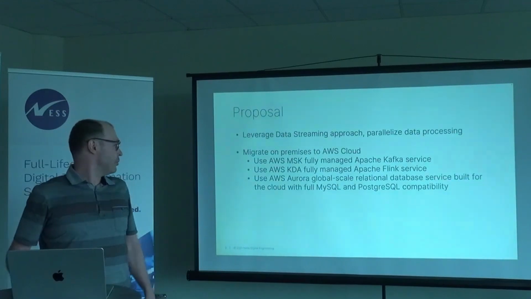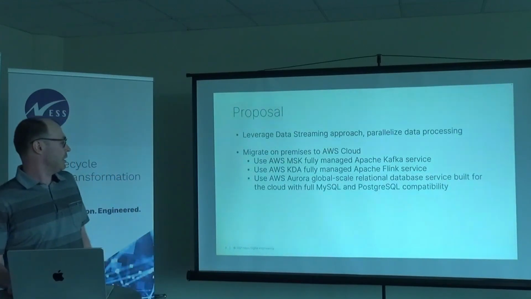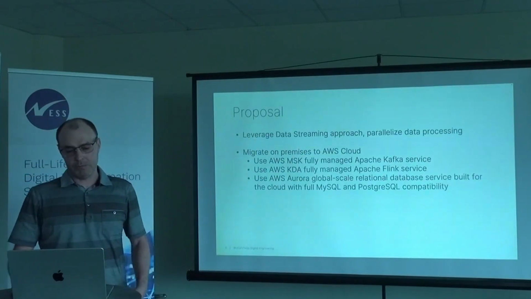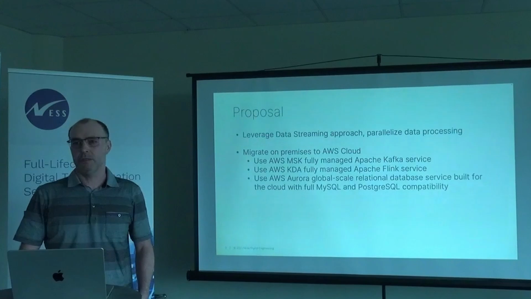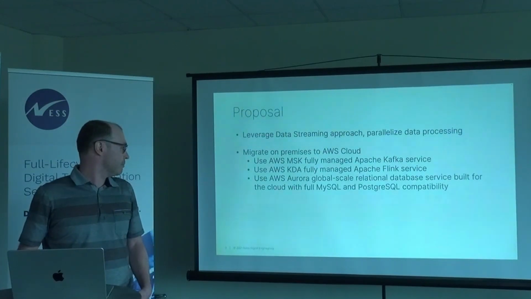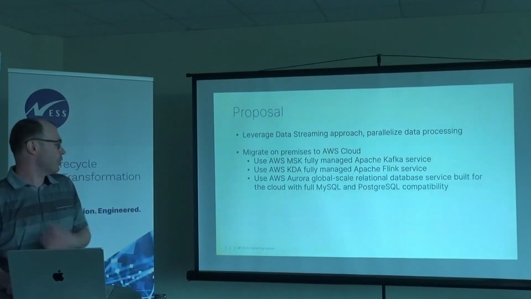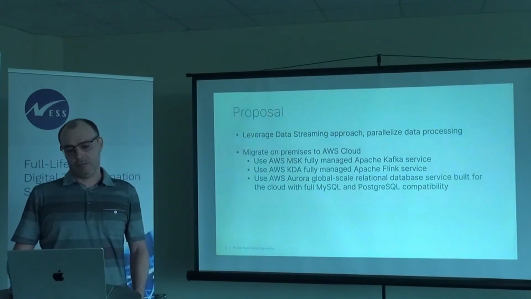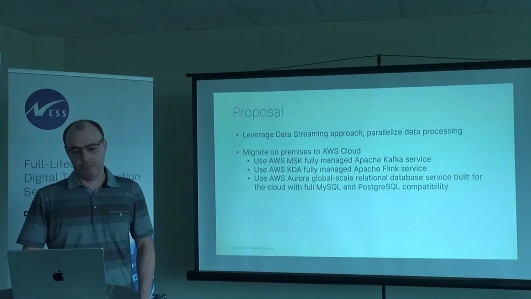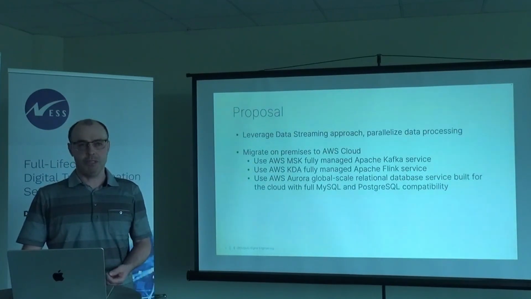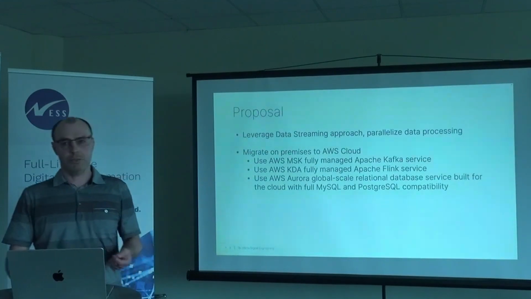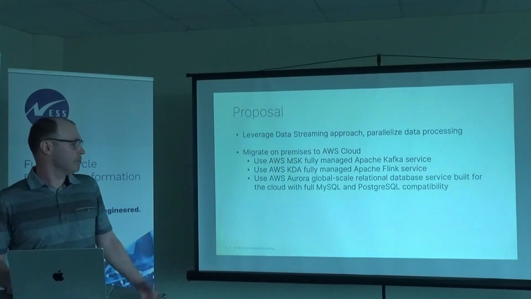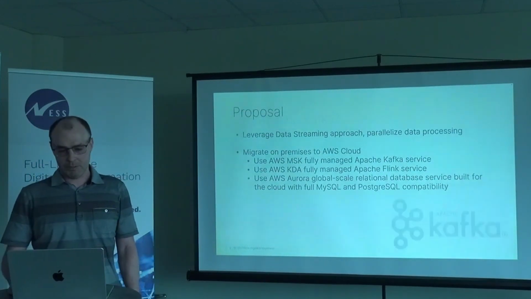And we decided to use Apache Flink. Luckily, we have AWS KDA, which is also a fully managed service by the cloud. And just to eliminate the bottleneck with the database, we decided to use Aurora, which has a compatible interface with MySQL, and it scales pretty well. And we have to keep compatibility with current Instinet clients, so we couldn't change everything.